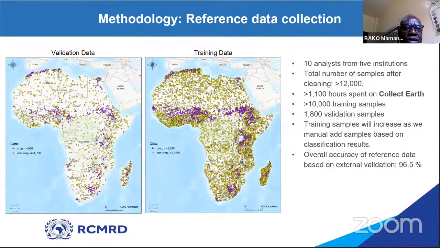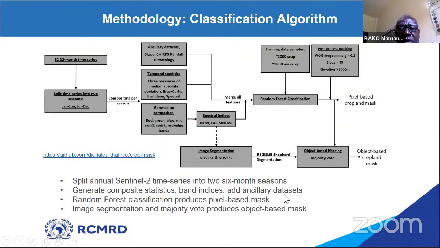So you have at your left what we use to validate the data. We use 1,800 validation samples, and to train the model, we use more than 10,000. And after collecting all those data, we externally validated it, and the accuracy is more than 96.5%. So this is the methodology, the algorithm in terms of methodology.